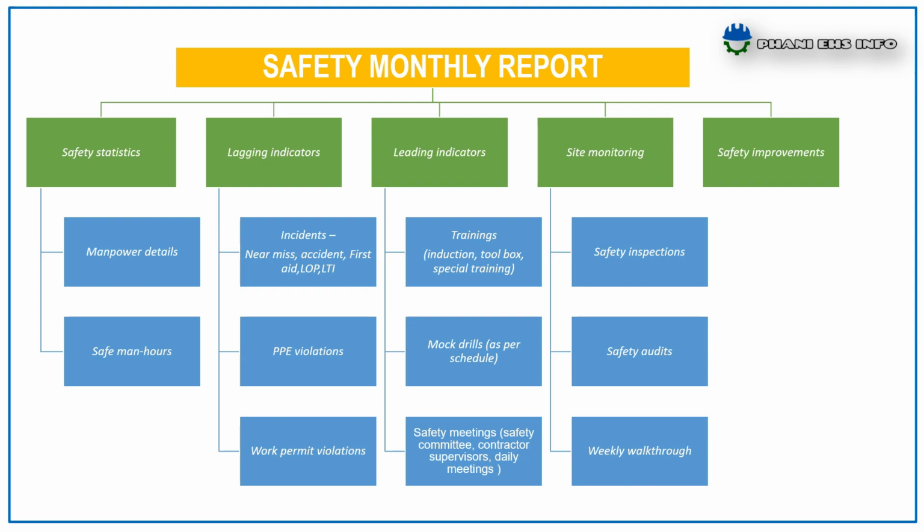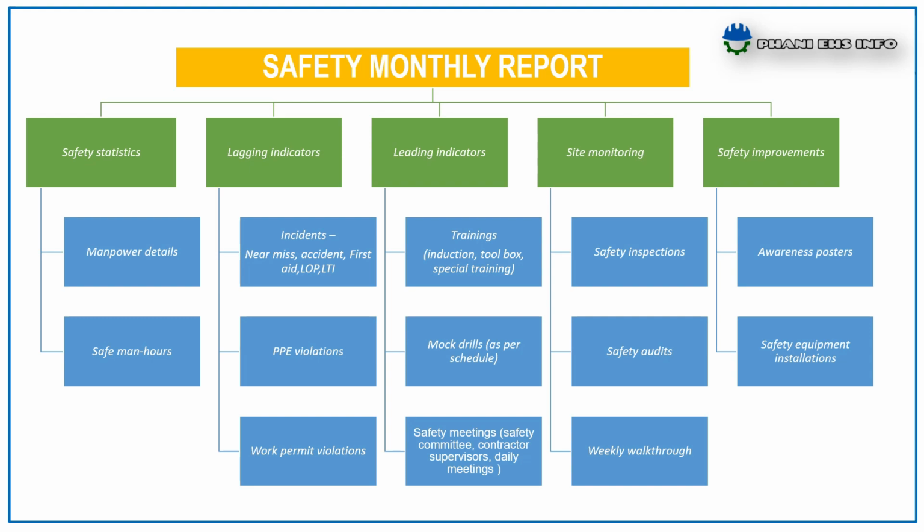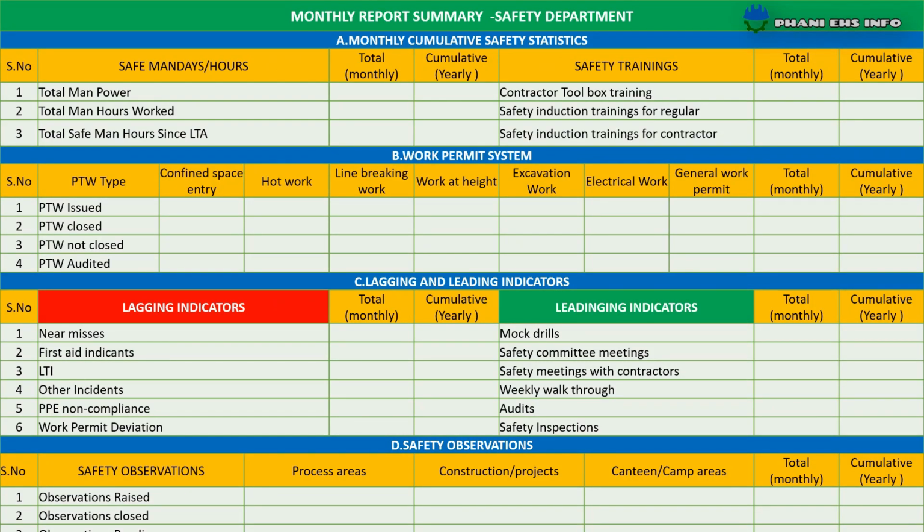And the last one, site improvements, which means the initiatives taken for workplace safety improvements by installing safety equipment, safety awareness boards, or workplace improvements. And the next step is how to prepare a monthly report format.